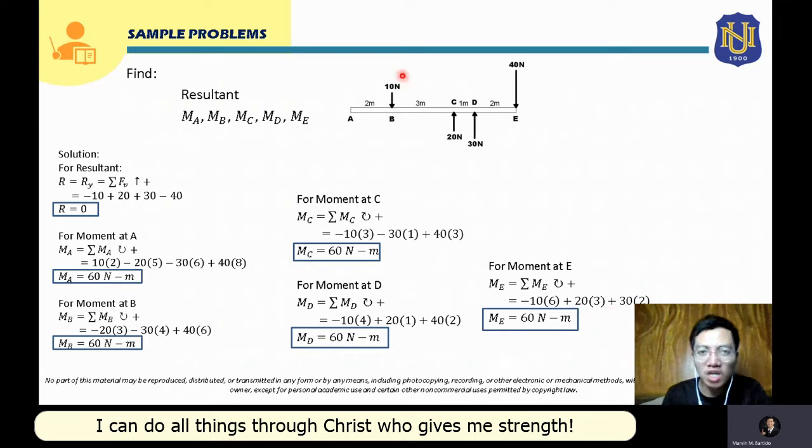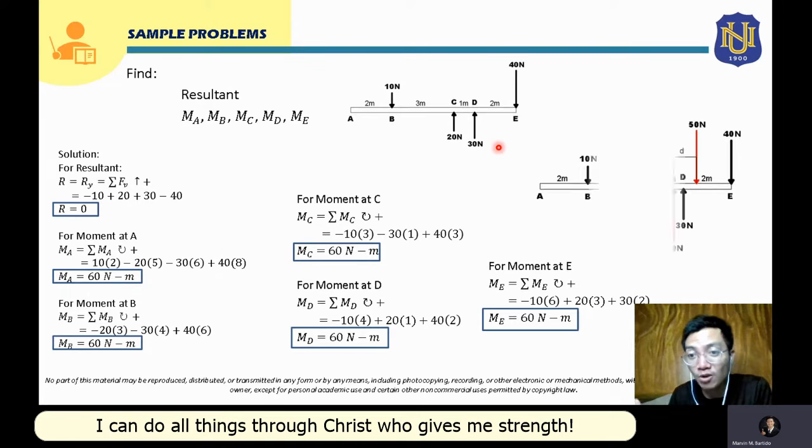So actually, if we observe our force system and look at the forces involved here, these two downward forces, we have here 10 Newton and 40 Newton. If we solve for the resultant of these two downward forces, it will be 50 Newton downward, right? And if you notice here also, the upward forces are 20 Newton and 30 Newton. If we solve for the resultant of these two upward forces, it will also be 50 Newton.